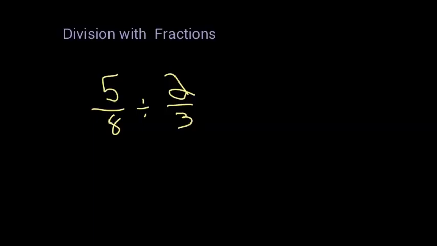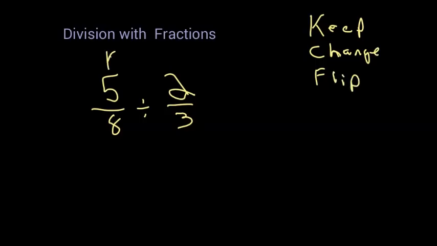Let's do some division with fractions. So in order to do division of fractions, I use this little acronym, KCF. Stands for keep, change, and flip. So what that means, we're going to keep our first fraction, change our division to its opposite, and flip the other fraction. So that means I'm going to do 5/8 times 3 over 2.